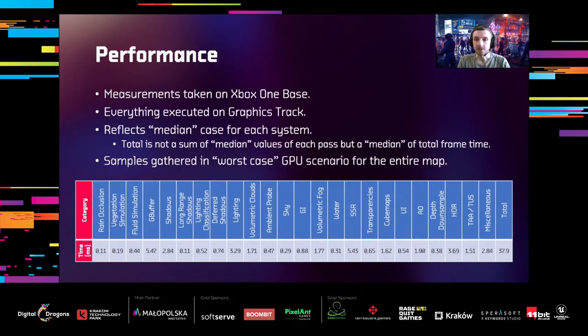Here I'd like to share with you some performance numbers taken on Xbox One base console when all rendering systems run on graphics track. The intent of showing these numbers is to give you a sense of the relative cost of each covered system and to act as a comparison reference if you want to implement a similar solution or try something similar in your renderer.